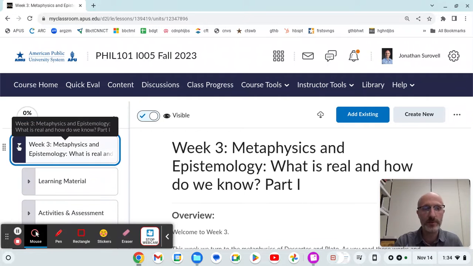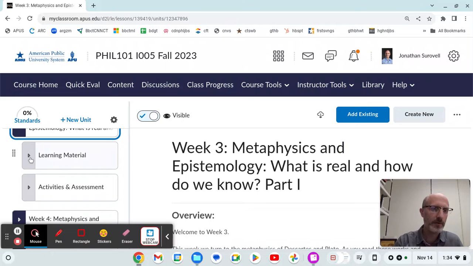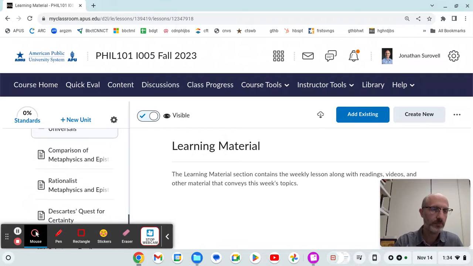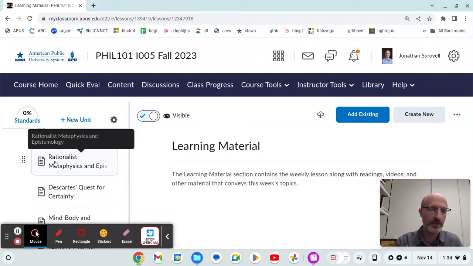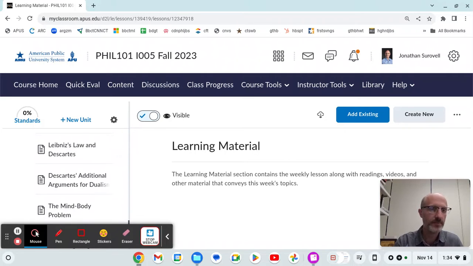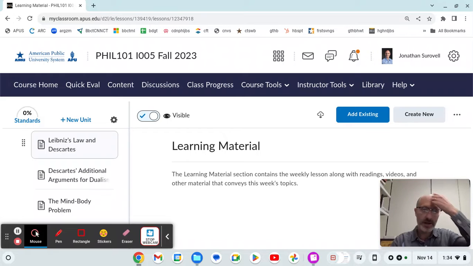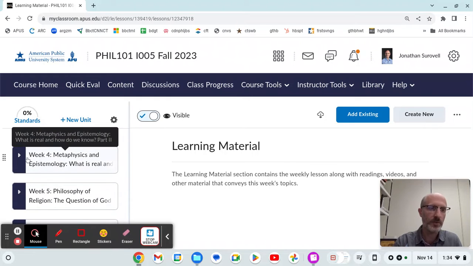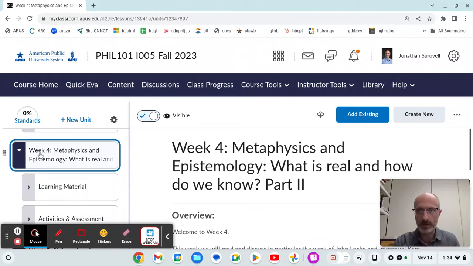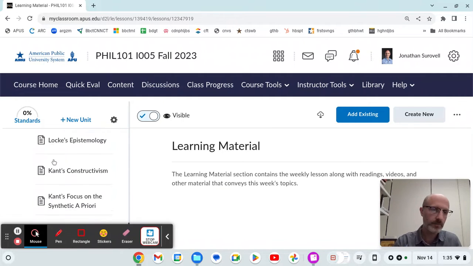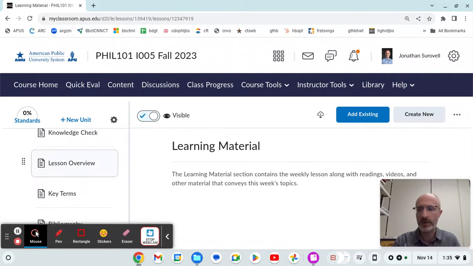And then in weeks 3 and 4, we get the modern philosophers. Weeks 3 and 4 are really where you get empiricism and rationalism. Rationalist metaphysics and epistemology is right there in week 3: Leibniz's law and Descartes. Leibniz was another rationalist. Then week 4 is more modern philosophy as opposed to classical or ancient Greek, and in week 4, we've got empiricism. Hopefully that will help you find some of what you need for this assignment.